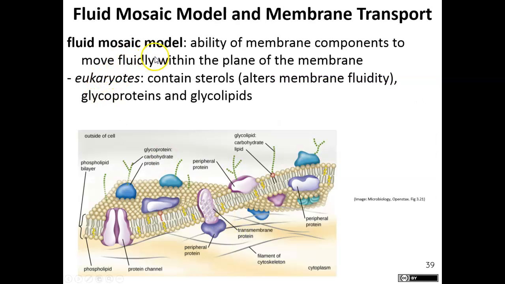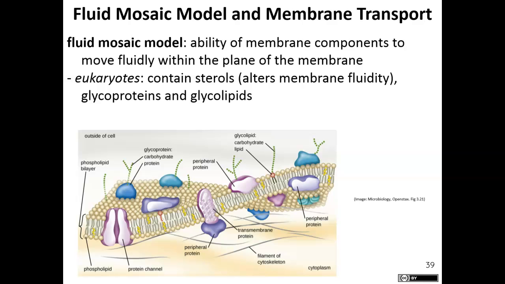So the fluid mosaic model is a model that shows the ability of the plasma membrane to move fluidly. So it can move in that fluid environment. Our cells are surrounded by fluid. There's fluid inside and outside of the cells. The phospholipids are able to move within that fluid environment and stay attached through those ester or ether bonds.